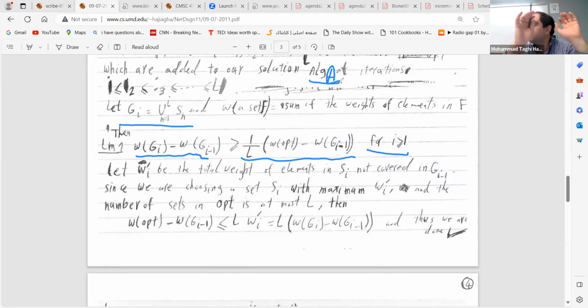So far, for opt it doesn't matter that much what the order is, because they are just some subsets that have been selected. For us, it is important, the order in which we are selecting them. So let's define W prime of I to be the total weight of elements in SI, the I-th set that we are selecting, which are, without loss of generality, not covered in G of I minus 1.